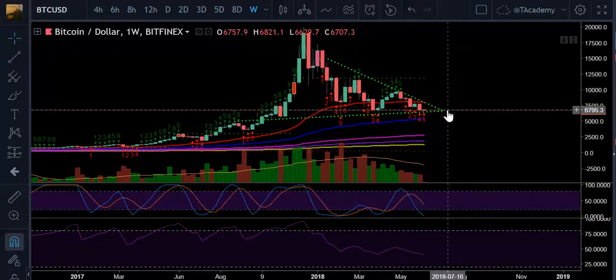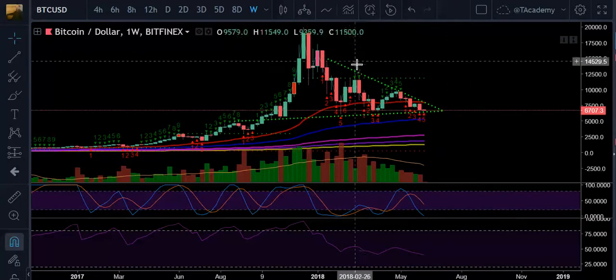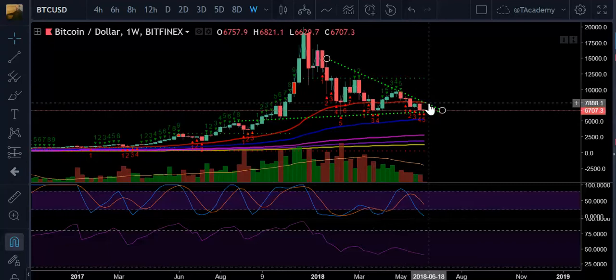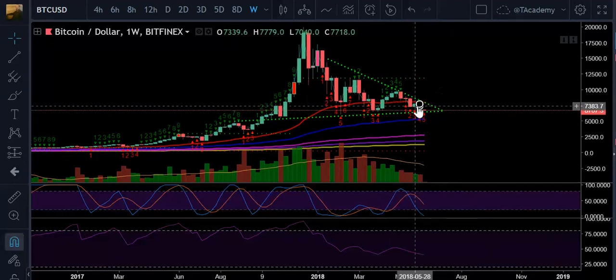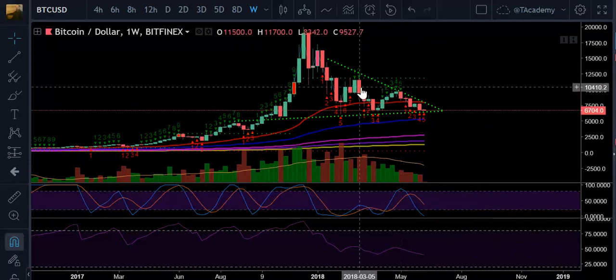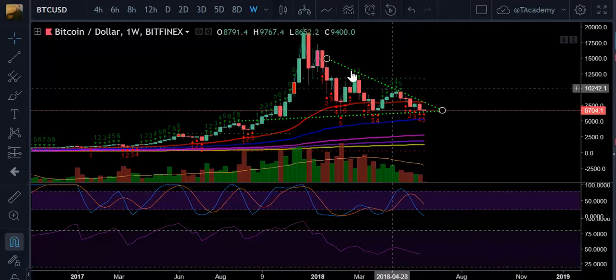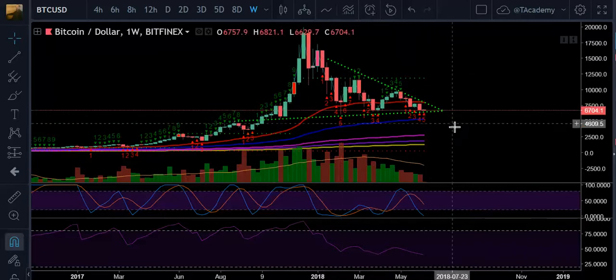I call it the sell pressure trend, where whenever Bitcoin touches this trend, we see a massive sellout, like here and like here, and also here. So this is the valid trend at the moment.